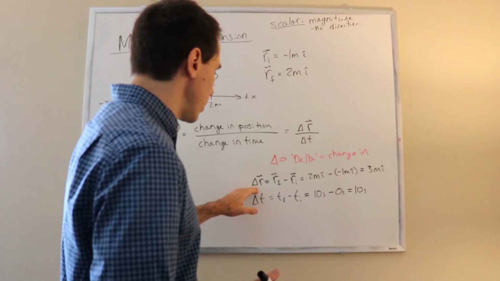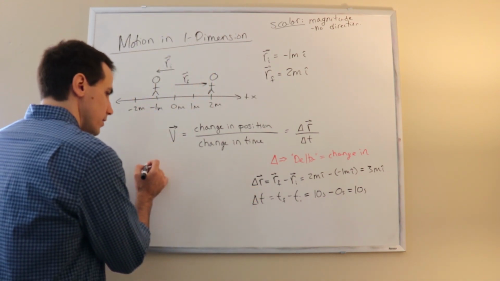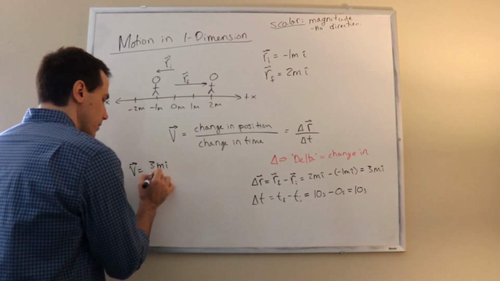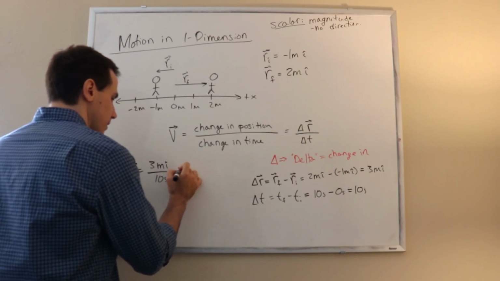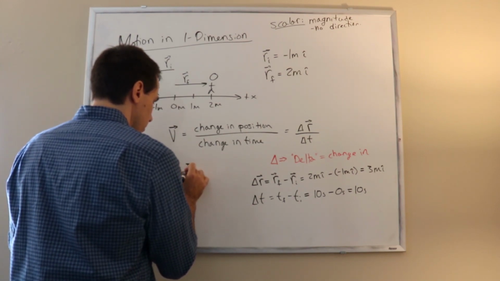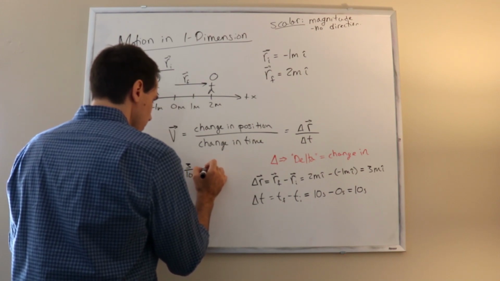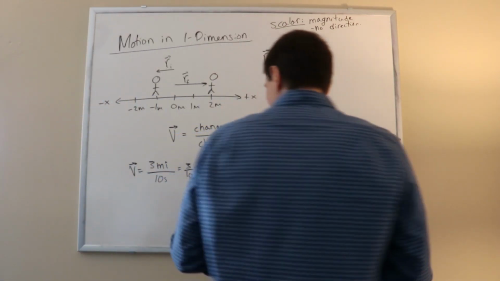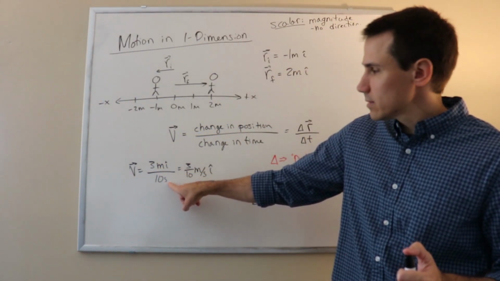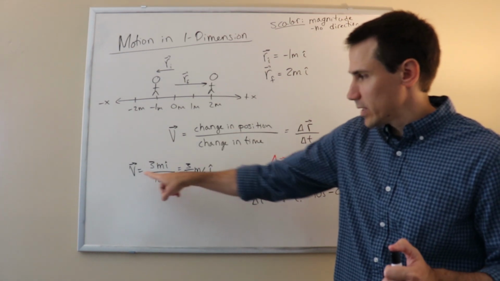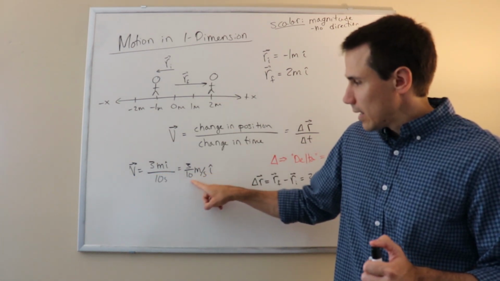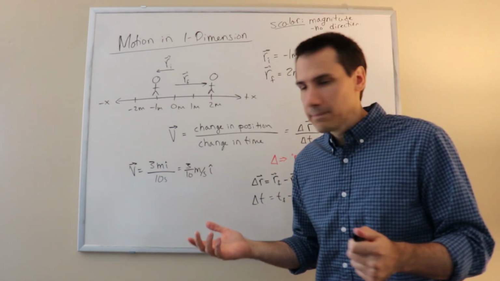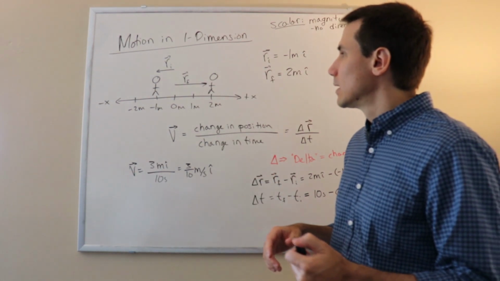Okay, so my delta r is 3 meters, so my velocity is going to be 3 meters I hat divided by 10 seconds, which is 3/10 meters per second I hat, right? My units are meters divided by seconds. My direction is I hat because it's a vector, it needs a direction. And I moved at this rate. I moved 3 meters every 10 seconds, right? You could turn that into a decimal if you want. It doesn't really matter.